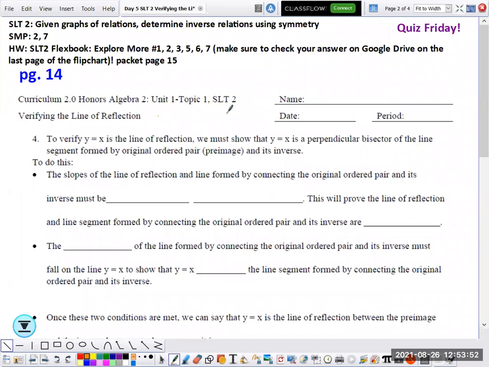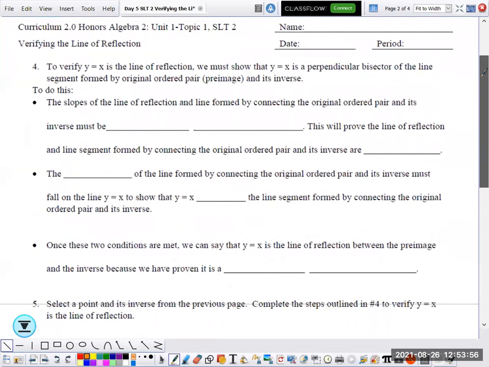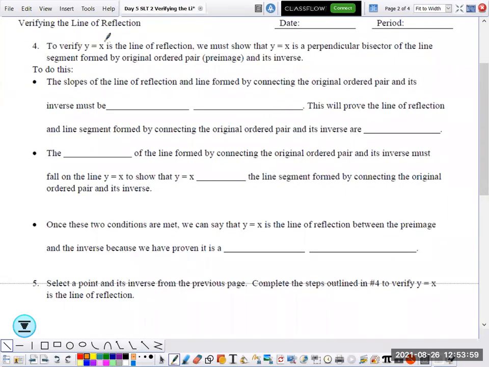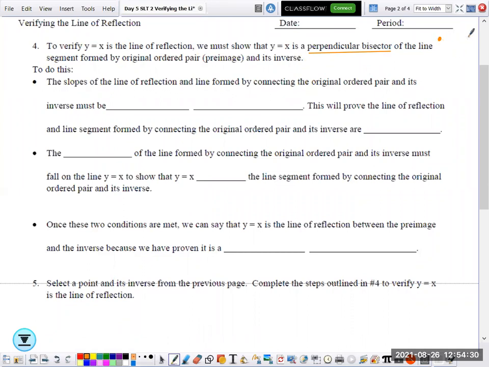On page 14, we have some prompts. Statement 4 says, to verify the line y equals x is the line of reflection, we must show that it is a perpendicular bisector of the line segment formed by the original ordered pair, the pre-image, and its inverse. Think back to honors geometry: what did it mean to be a perpendicular bisector? If I have 2 points, I'll draw them horizontally because it's easier, and connect them with a line segment. A perpendicular bisector is going to do 2 things. It's going to make a right angle, and it's going to create 2 equal segments.